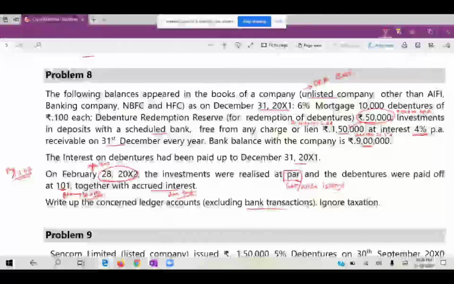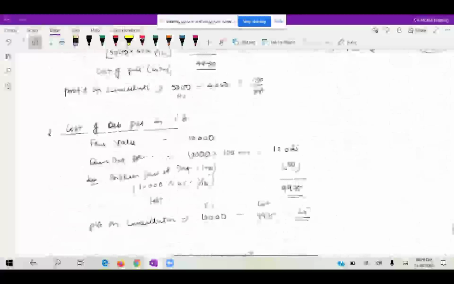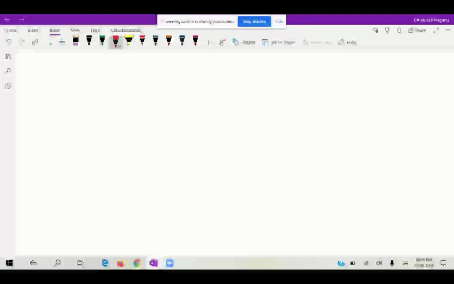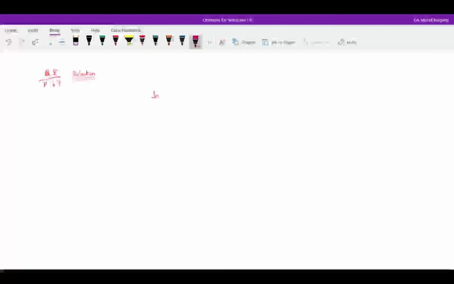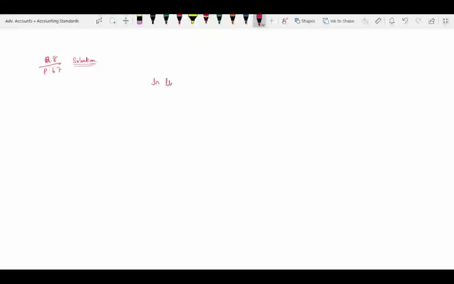Now let's go for the solution. Small ledger accounts we are supposed to open. It is question number 8, page number 67. Solution. Now this is in the books of whom? Following balance appeared in the books of the company. In the books of the company.